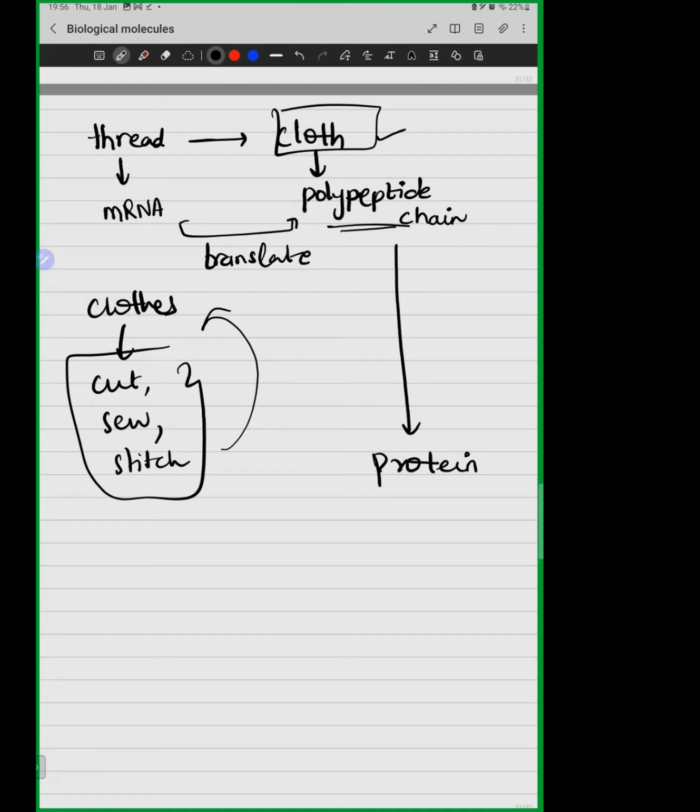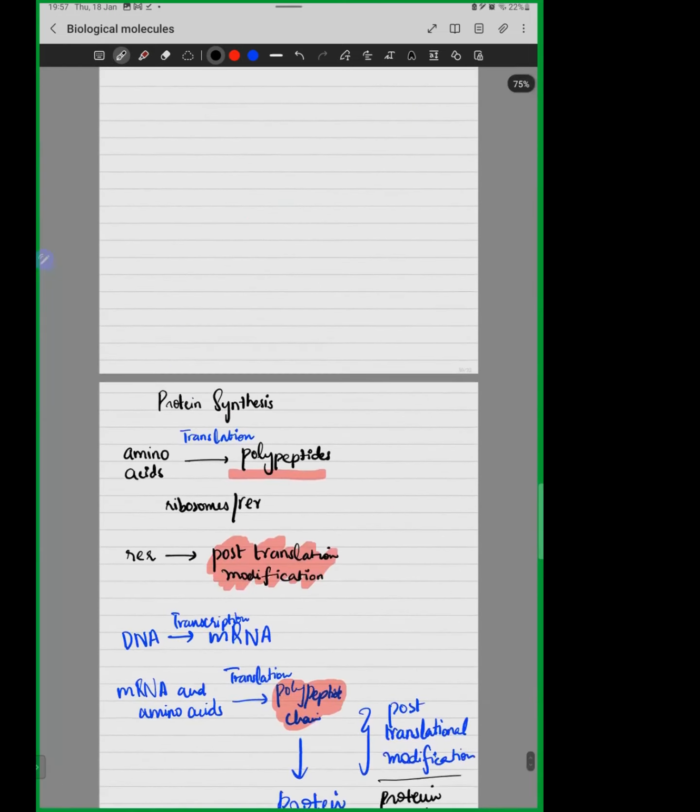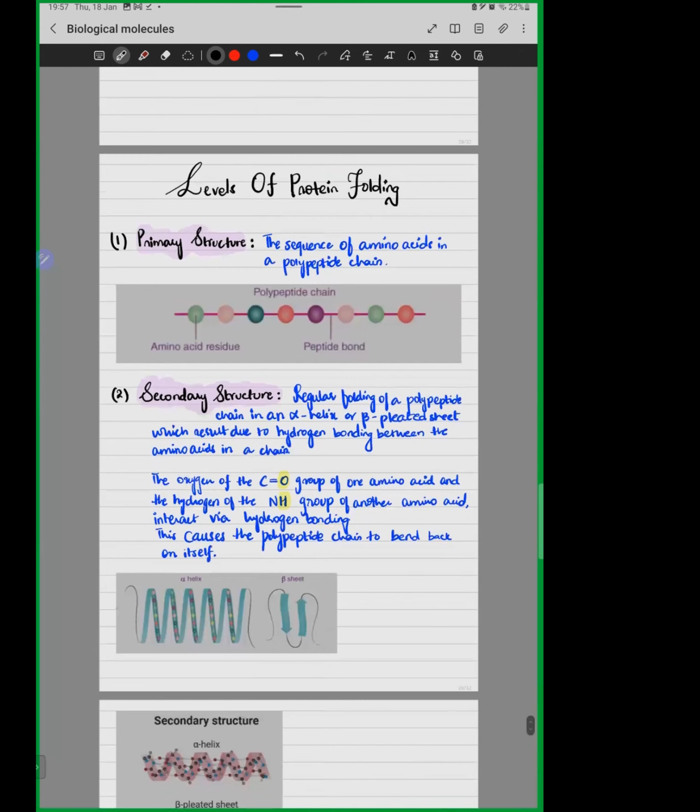And that shirt is my protein molecule. That is my final product, which I have to sell, which I have to give to some destined location. So my polypeptide chain has to be organized into a protein. So this analogy we can use to understand the process of protein folding.